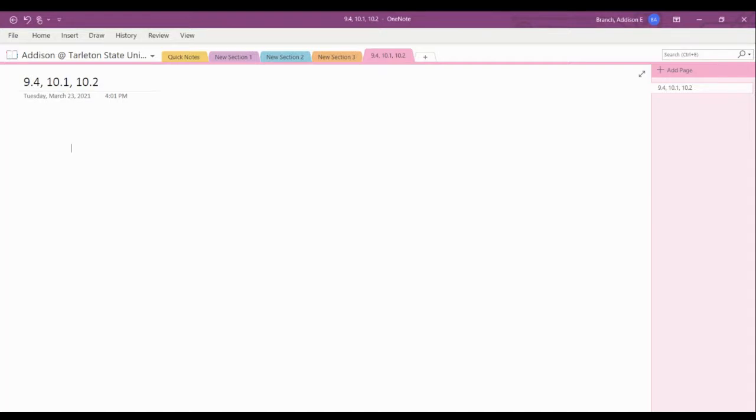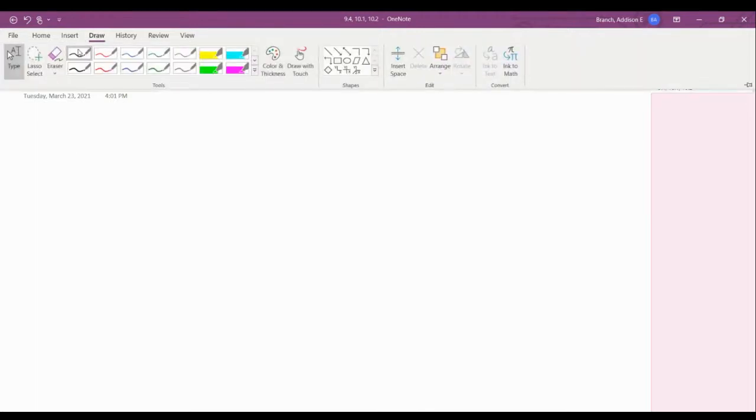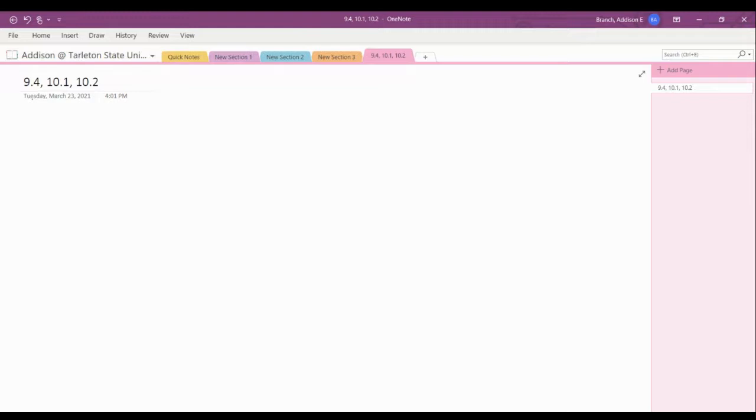So this week we're going to cover section 9.4, models for population growth, 10.1, which is intro to parametric curves, and then 10.2, which is calculus with parametric curves. So let's get started with section 9.4, models for population growth.